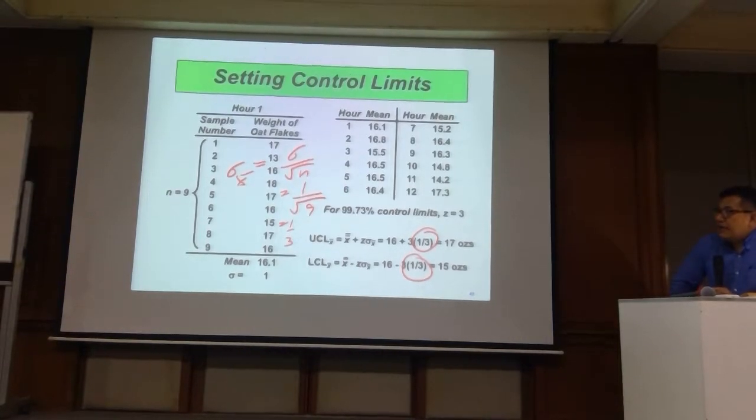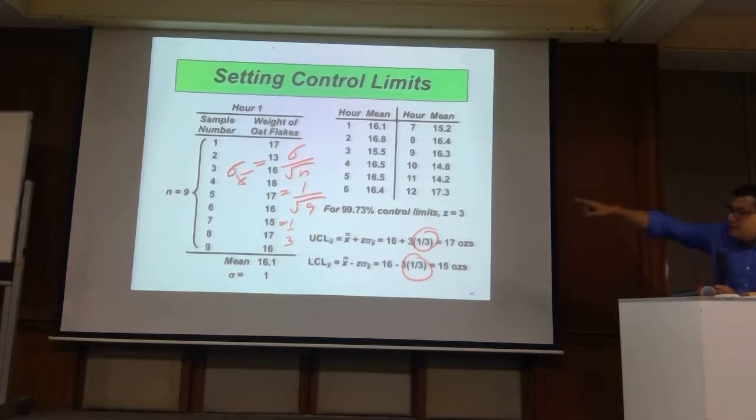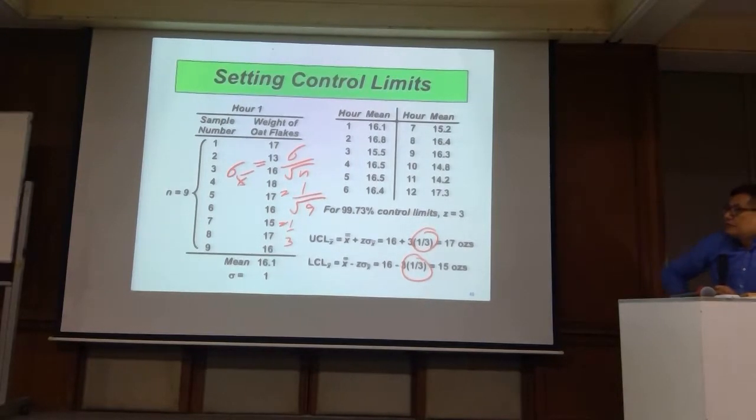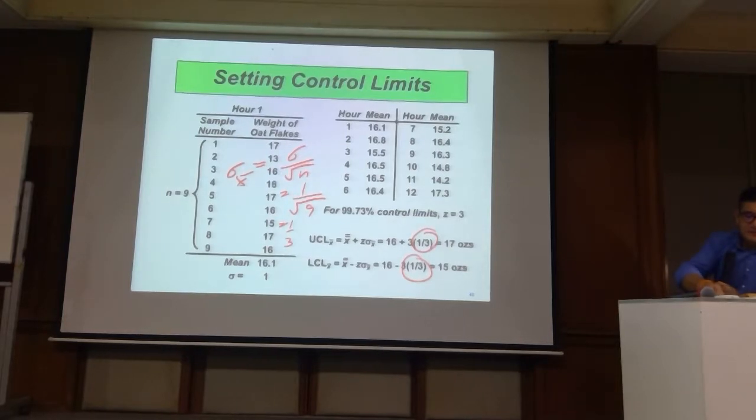So then you can have the upper control limit: X double bar plus 3 multiplied with 1 over 3. 1 over 3 comes from that one I just showed you. And it's equal to 17 ohms. And for the lower control limit, right, using X double bar minus 3 standard deviations of the sampling distribution. So then we have minus 3 multiplied with 1 over 3. So we have 15 ohms. Okay. And then you plot the graph.